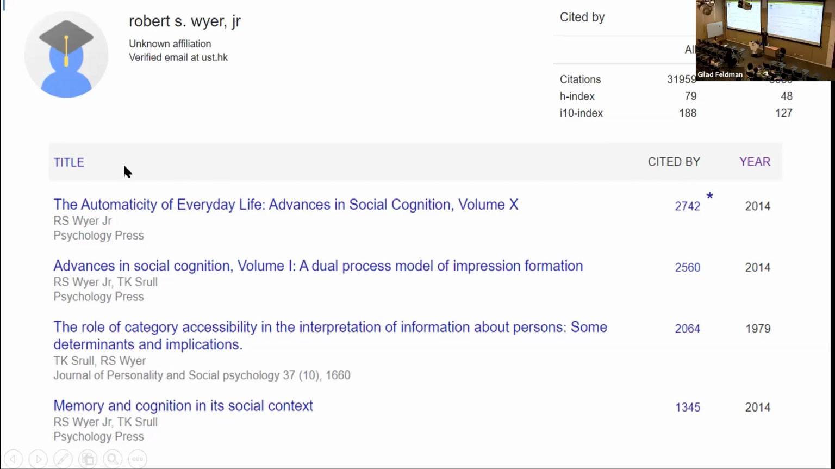And you can see that the top citation is The Automaticity of Everyday Life, about these priming effects, with 2,700 citations, and Advances in Social Cognition about the dual process model of impression formation, and all sorts of things about memory and priming. Unlike John Bargh, whose reaction to replication was very negative and dismissive, this is not the case with Bob Wyer. He was really helping the replicators and working together with them. I think this is the kind of humble attitude that you should have, and be open as a scientist to having other people revisit your work.